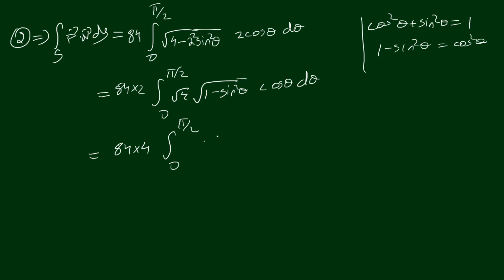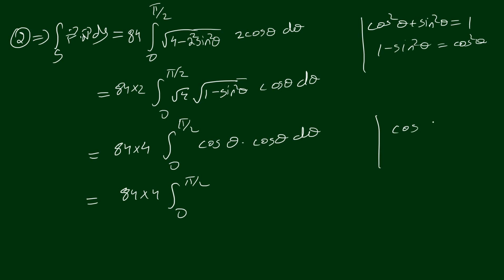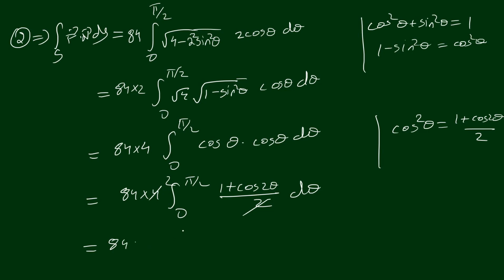So this will become cos square theta under root, so it will become cos theta only. Cos theta into cos theta d theta. No need to compute 84 into 4, we can cancel something. So here it is cos square theta, but we can change cos square theta. We know that cos square theta is equal to (1 plus cos 2 theta) by 2, that is another relation. So this 2 and 2 cancel, so only 84 into 2.